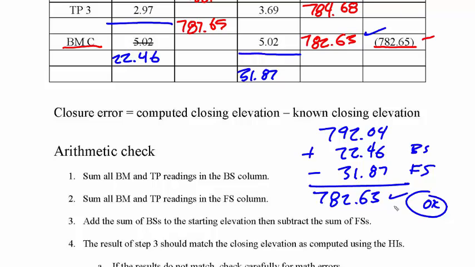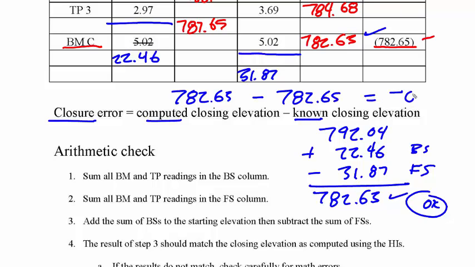Now, one other thing that we've alluded to already, but have not actually shown, is the closure error. We're going to take the computed closing elevation minus our known closing elevation. In this case, it works out to be 782.63 minus 782.65, and that equals a negative 0.02. That closure error is the difference between what we computed and what it's known to be.